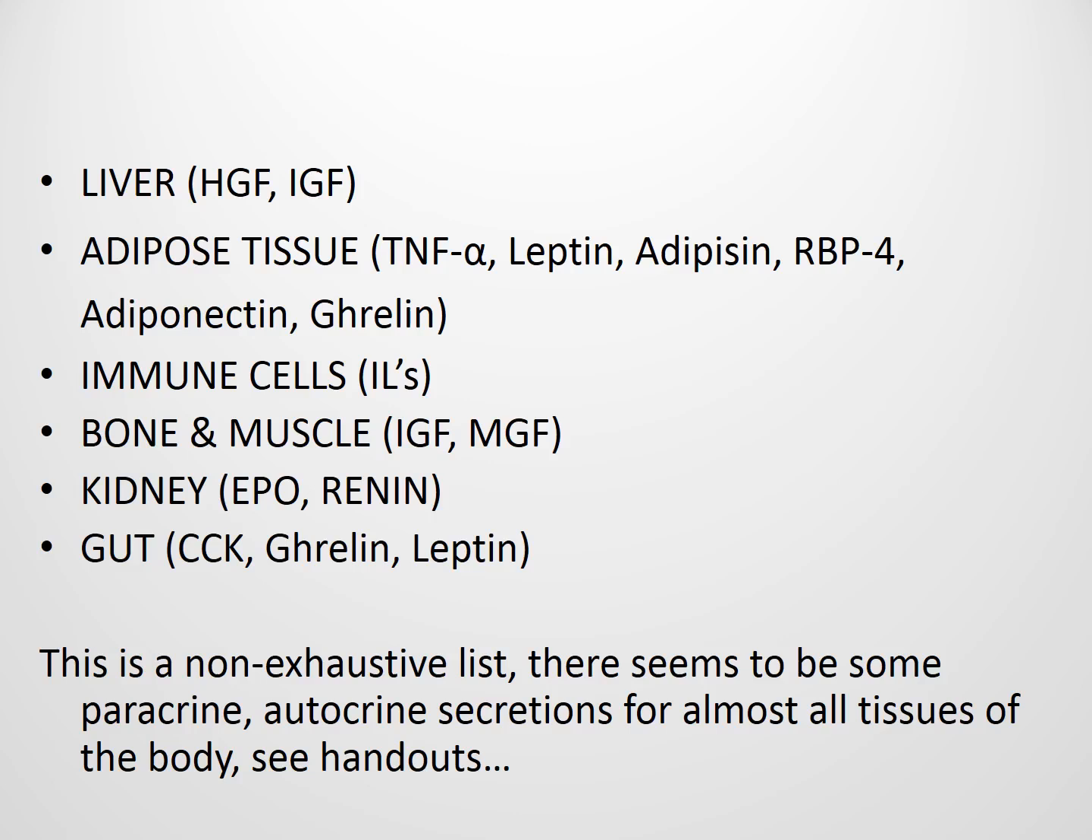Coming from bone and from muscle, we have IGF, insulin-like growth factor, MGF, mechano growth factor, things known as MIFs, muscle ischemic factors. Coming from the kidneys, we have a hormone known as EPO, erythropoietin, and we've already talked about renin. Coming from the gut, we have things like CCK, ghrelin, and a little bit of leptin.